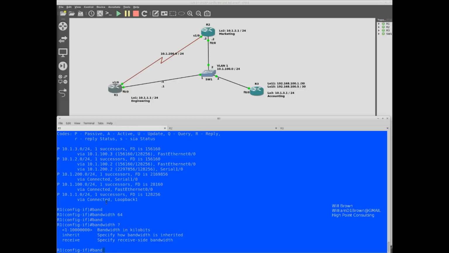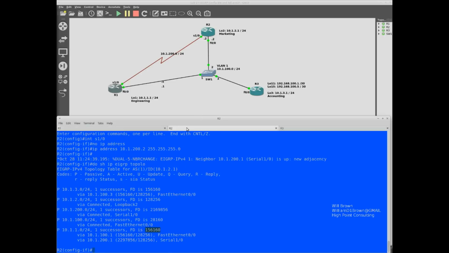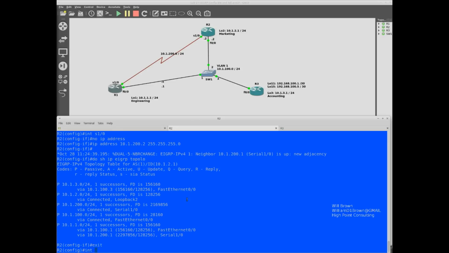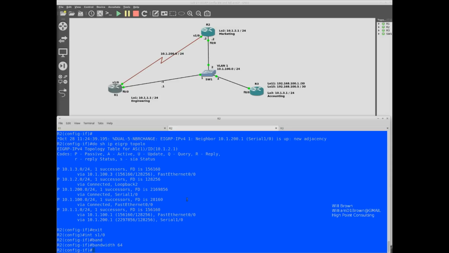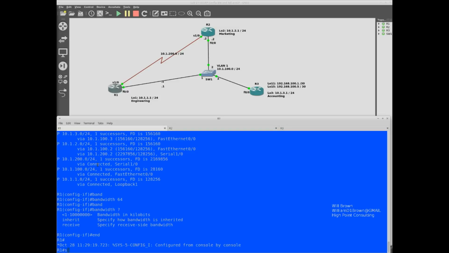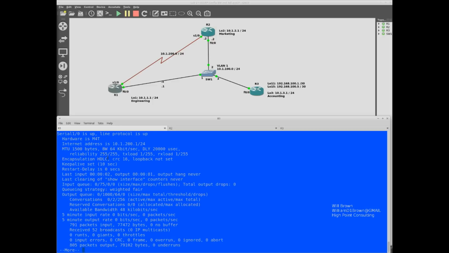And now we're going to go over to router 2. Make sure I'm in the right place. Serial 1/0, bandwidth 64. And if we come back here to router 1 and say show interface serial 1/0, you see that bandwidth value has now changed, whereas before it was 1544, now it's 64.